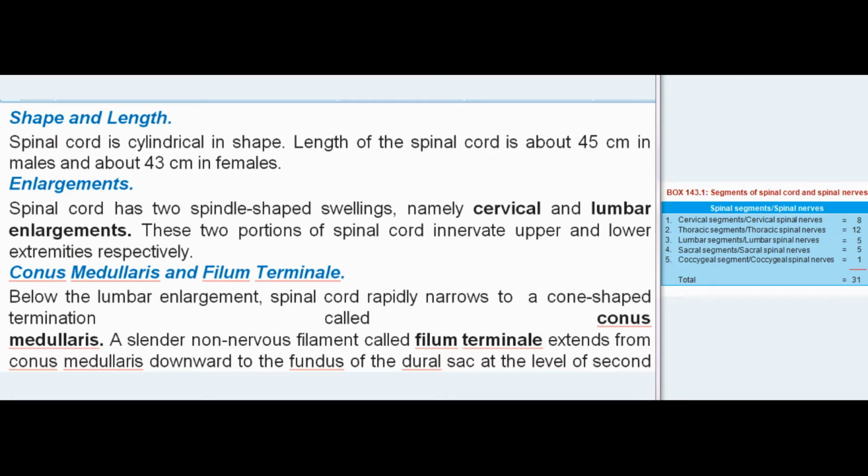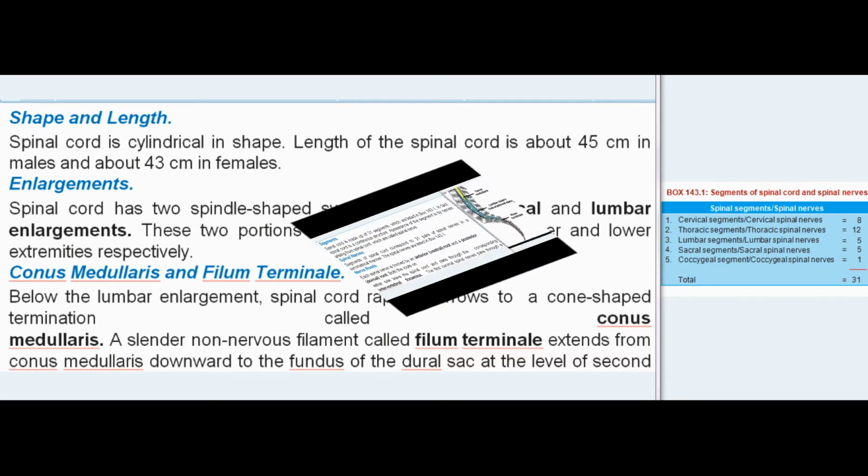Conus medullaris and filum terminale. Below the lumbar enlargement, spinal cord rapidly narrows to a cone-shaped termination called conus medullaris. A slender non-nervous filament called filum terminale extends from conus medullaris downward to the fundus of the dural sac at the level of second sacral vertebra.